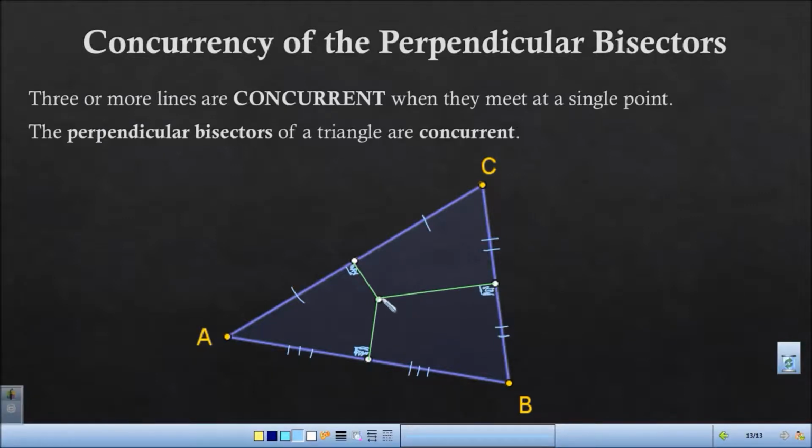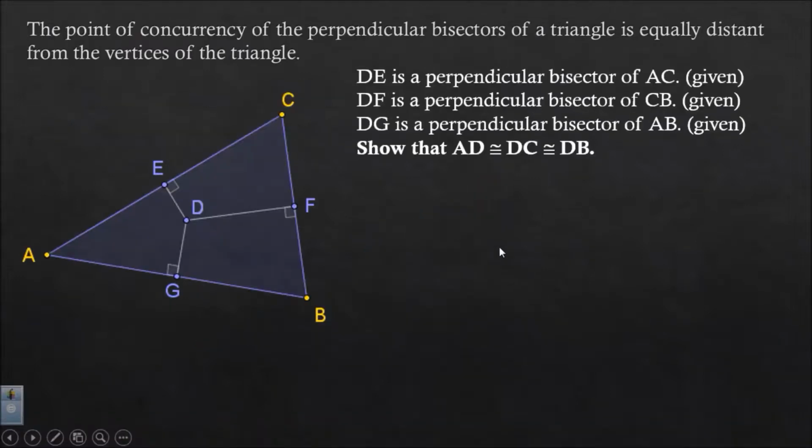And this point is called a point of concurrency. All right, so the perpendicular bisectors of a triangle are concurrent. Now, in order to be concurrent, you have to be three or more. Two lines are never concurrent, they just meet at a single point. So the perpendicular bisectors are concurrent. From here, we can write a simple proof.